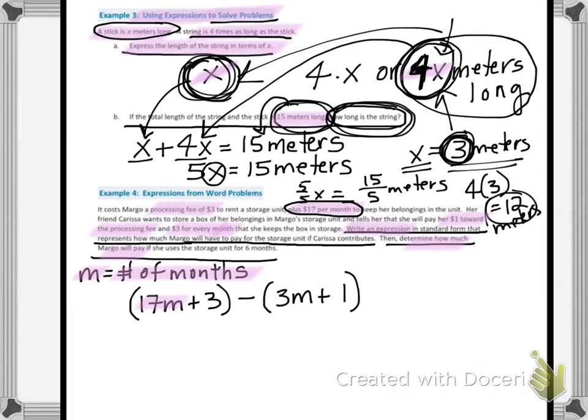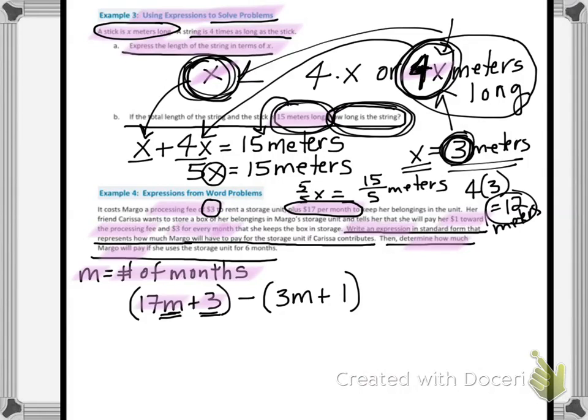And I added the $3, which was that one-time fee, that processing fee, with the 17M. When you have that variable, you can tell that it can change, because the number of months can be different and will vary. But by having this 3 just sitting here by itself, you know that it's a one-time charge.